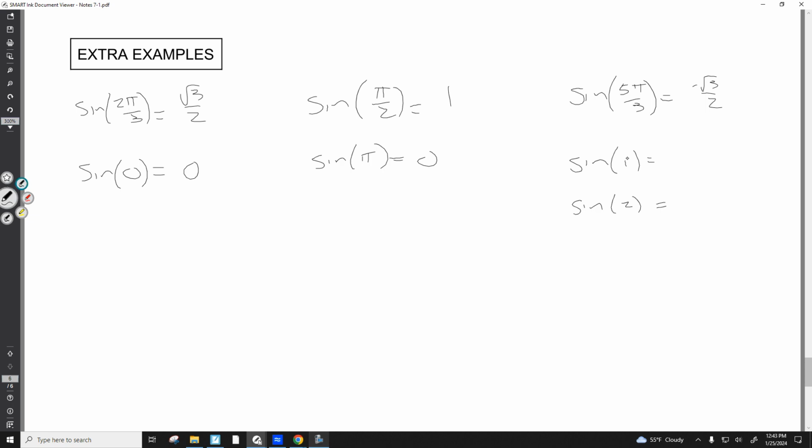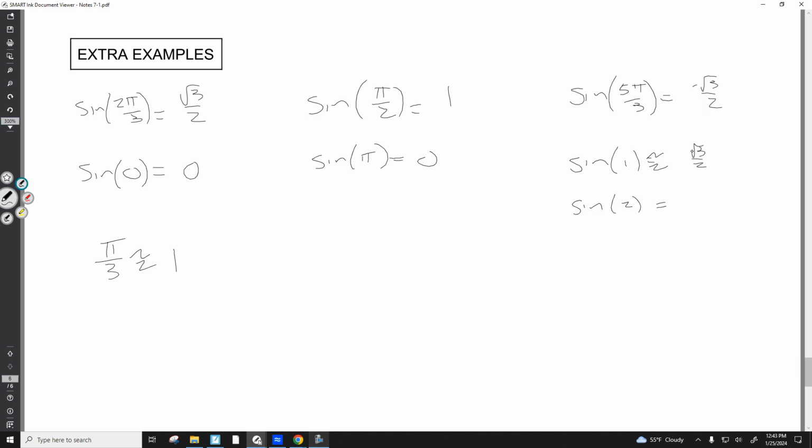Would you say that 1 is close to pi over 3? Why would I say pi over 3 is close to 1? Because pi is 3.14, and 3.14 divided by 3 is very close to 1. So you know what the sine of 1 is close to. It's close to the sine of pi over 3. It's got to be close to root 3 over 2.